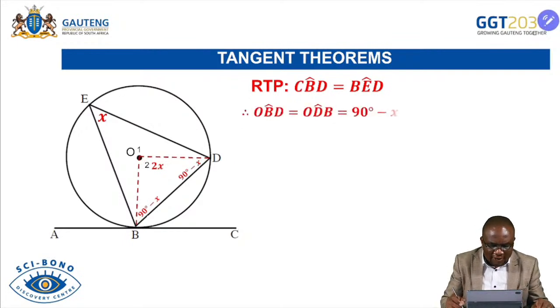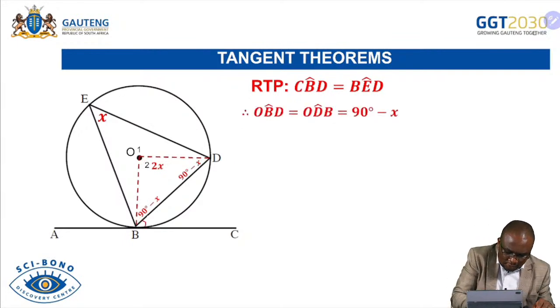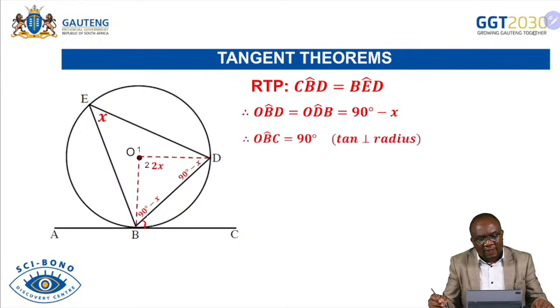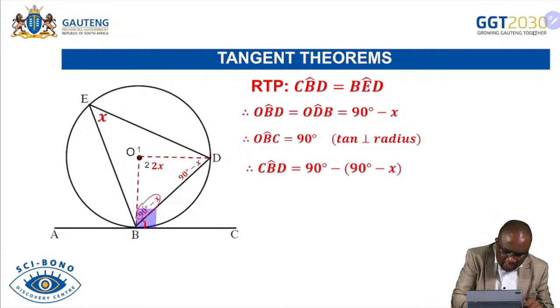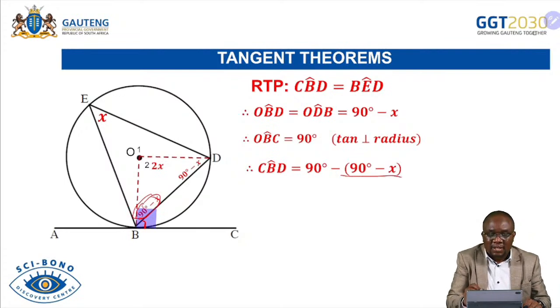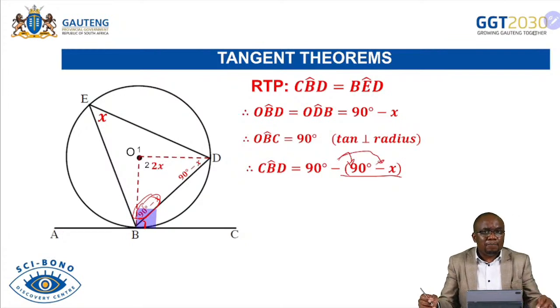So now we can find this angle here. We just say 90 minus (90 minus x), because this one is 90 minus x. So we subtract this from 90. And then we get something like this. If you remove the bracket, it becomes 90 minus 90, and this becomes plus x. So CBD is x.